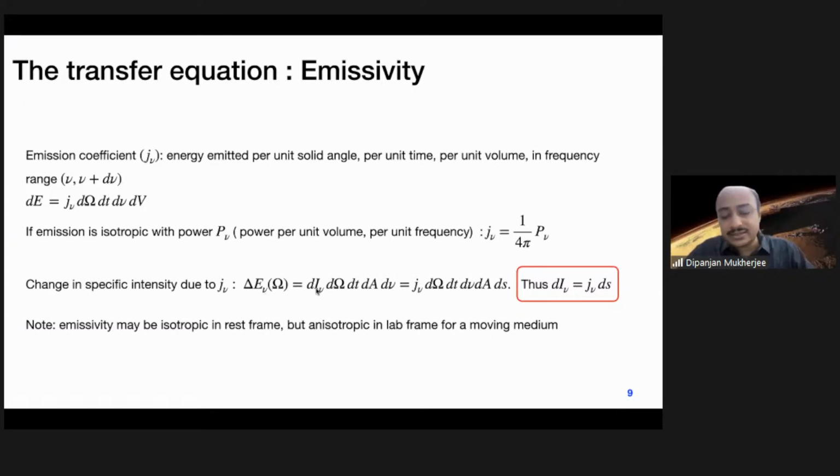Now I can recast the same definition in terms of the intensity, and again this follows from what I had defined a few slides back. The change in energy is related to the change in the specific intensity d I nu. So this added energy, or the change in the intensity, is d I nu times d omega dt dA d nu. If you relate these two, then you have an expression for the change expected in the specific intensity, which is d I nu equals j nu times ds.